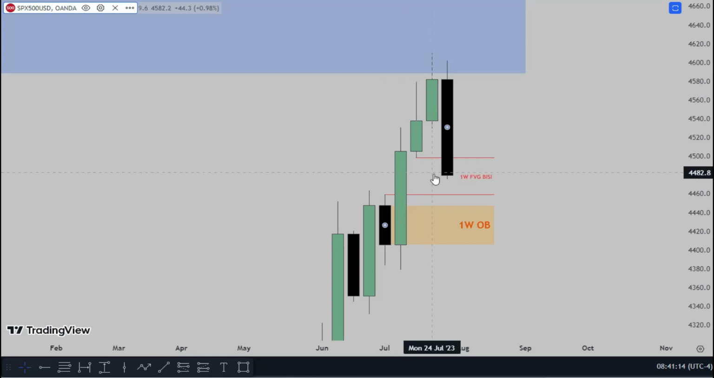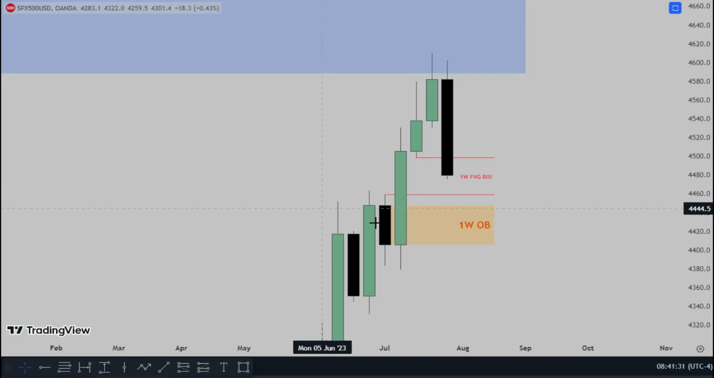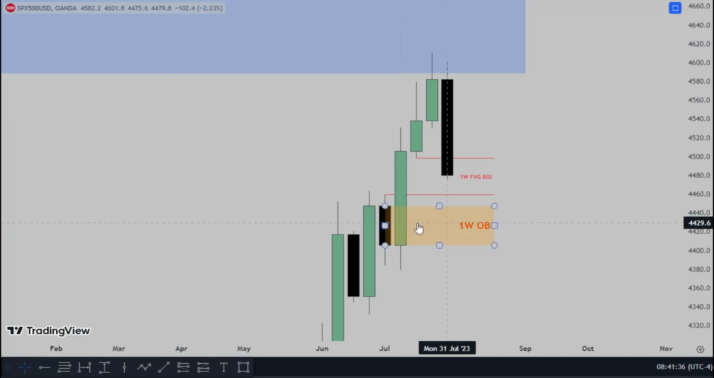I'm not expecting price to close below on the weekly time frame. I'm not expecting price to close below the fair value gap low, right? So the lowest I'm allowing price to go with my bias, for me to stay bullish on S&P 500, would be the midpoint of the weekly order block, right?